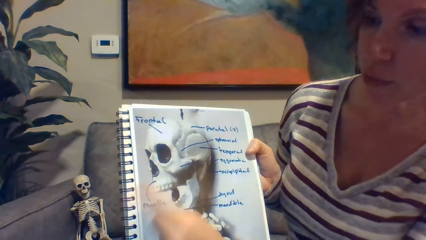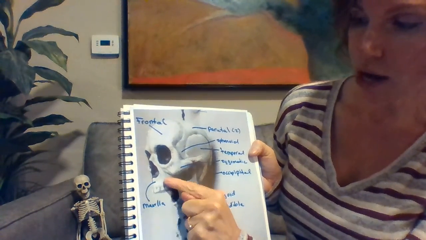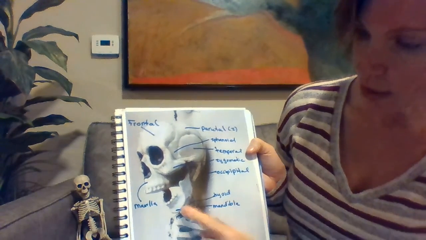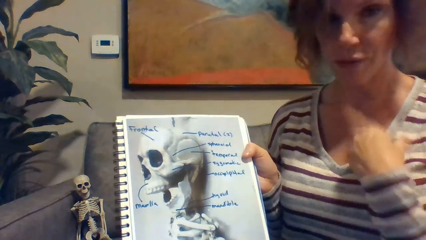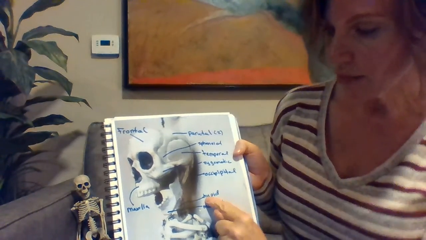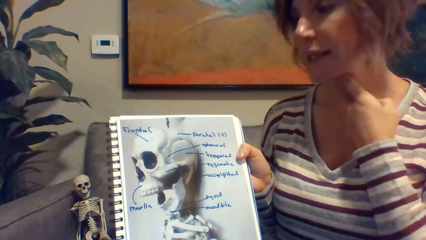So we also have your upper jaw up here, and that's your maxilla, and then your mandible bone down here. I'm sure my mandible bone moves a lot because I talk a lot. And then your hyoid bone is kind of right back in here.